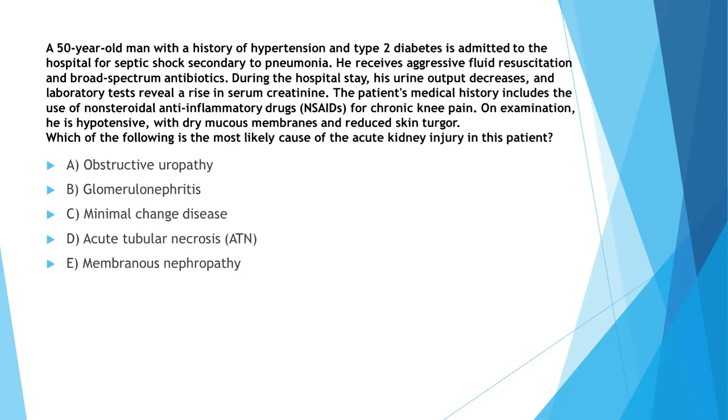On examination, he is hypotensive with dry mucous membranes and reduced skin turgor. Which of the following is the most likely cause of the acute kidney injury in this patient? Obstructive uropathy, glomerulonephritis, minimal change disease, acute tubular necrosis, or membranous nephropathy.